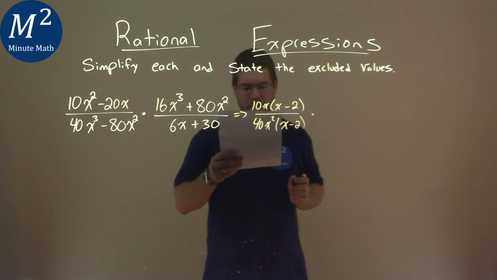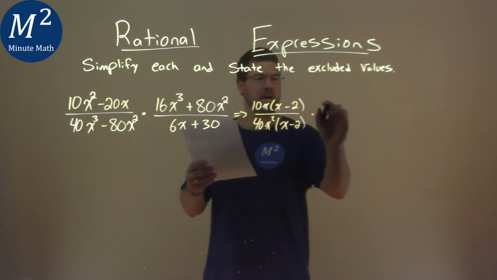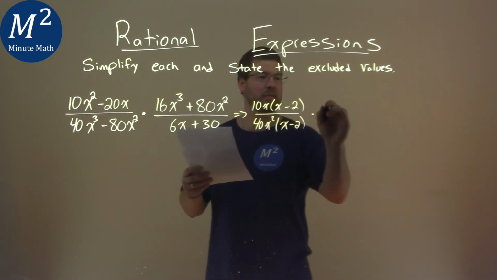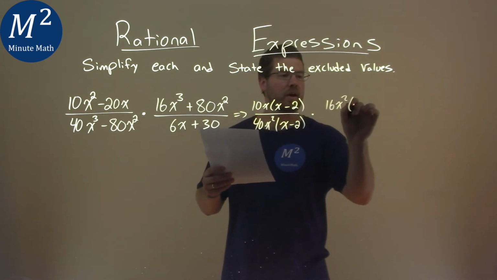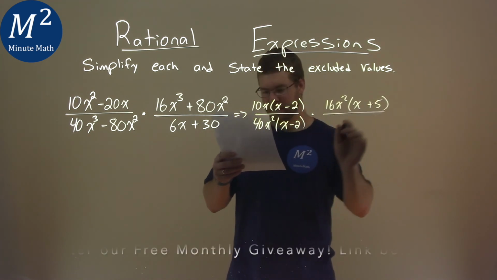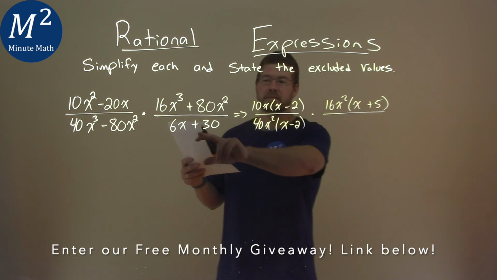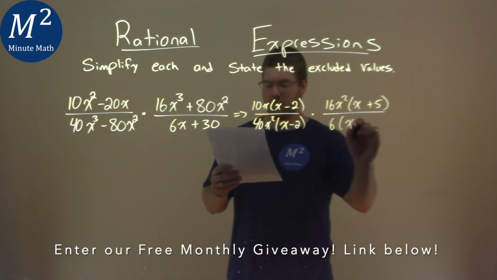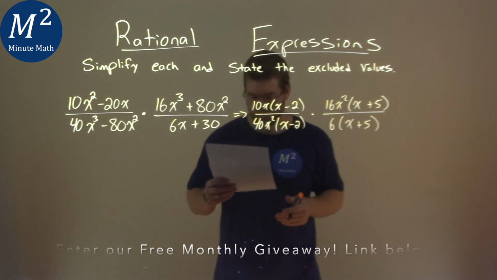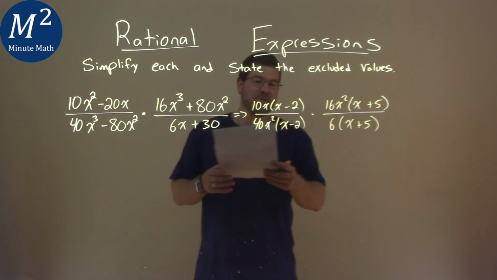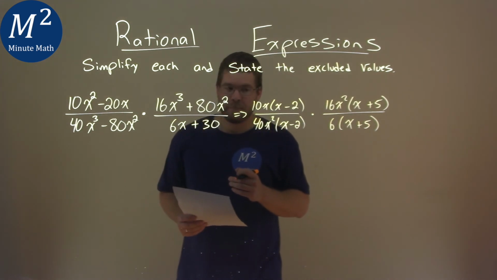Now we're going to multiply, okay? Again, we want to factor out that numerator, and we can pull out here a 16x squared. It goes into both parts. We're left with an x plus 5. Denominator, same thing. We're just going to pull out a 6 here, and we have an x plus 5. So I'm just double checking, making sure I got them all. I did. So now we're going to cross off where we can.